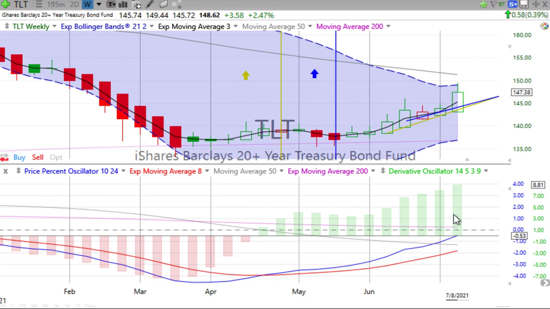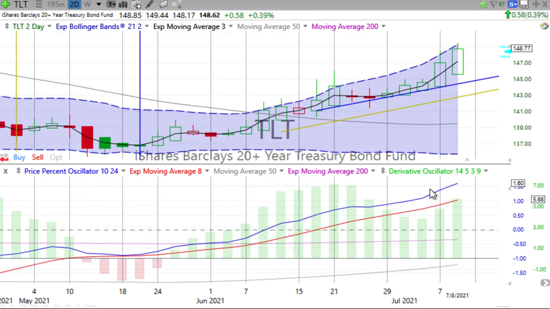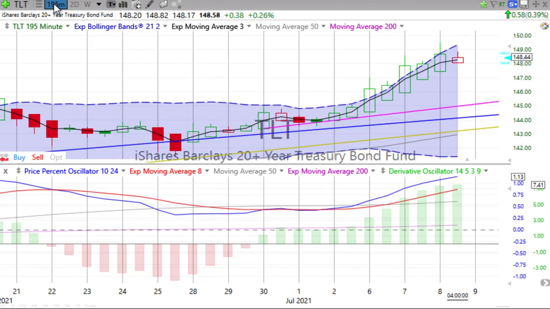I mean, just beautiful. Price percent oscillator heading up. Derivative oscillator gaining upward momentum. Beautiful on that weekly. What about the 2-day? It's booming too. Looking great. Derivative oscillator, price percent oscillator up. Half day, we can see where things weakened at the end of the day. The first red candle we've seen in a while now. It's not a solid red.